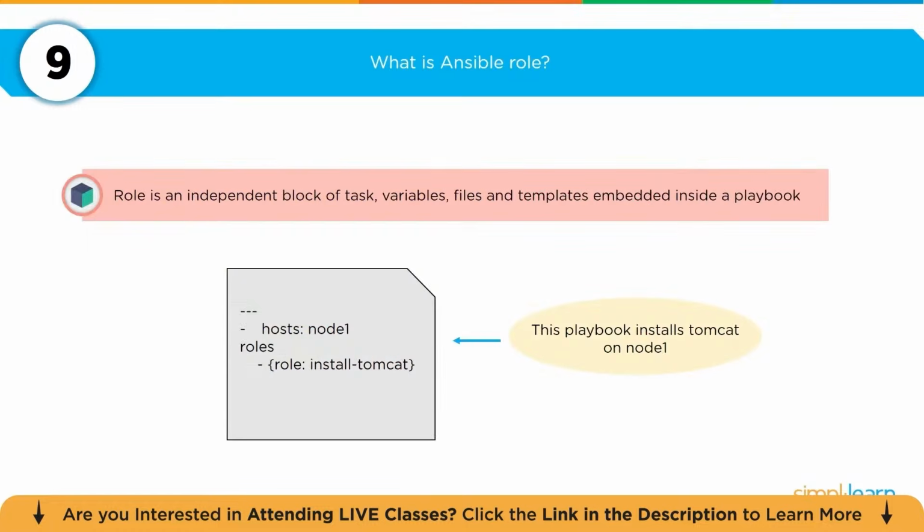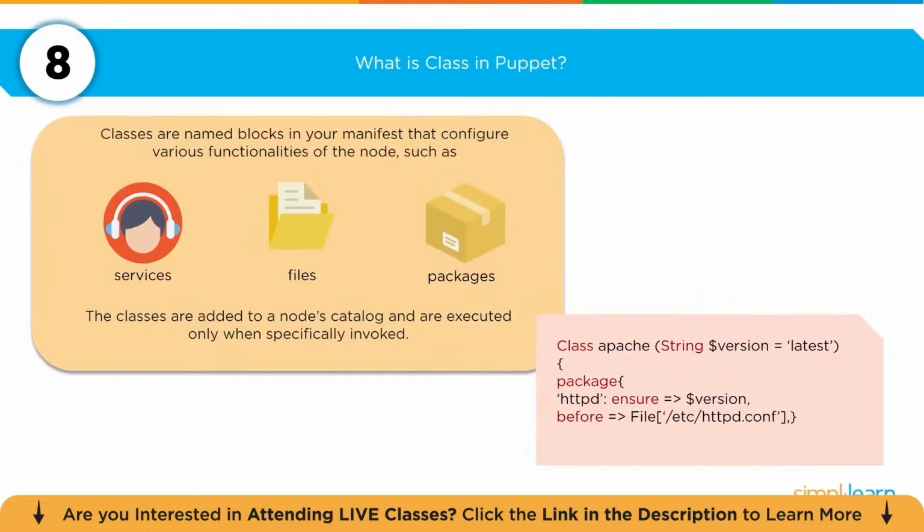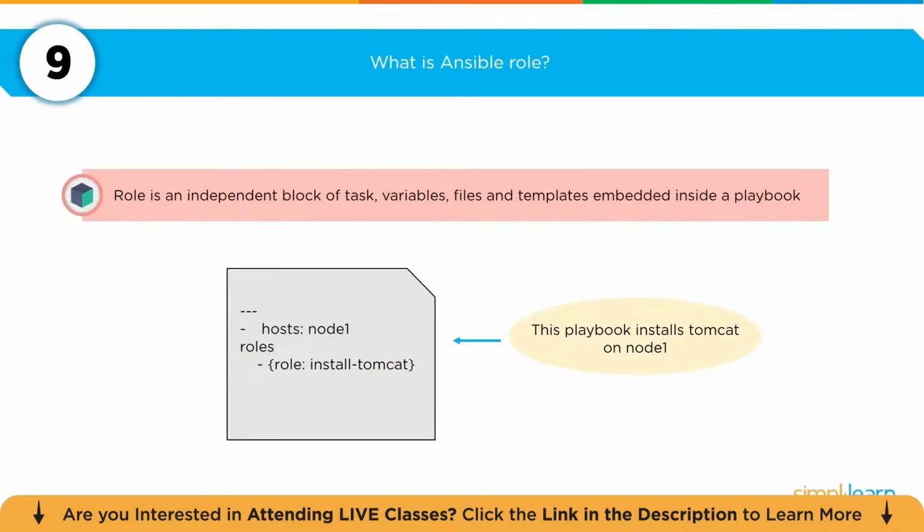So as we move into Ansible, one of the things that you're going to be asked around Ansible is, what is an Ansible role? So a role is an independent block of tasks, variable files, and templates embedded inside of the playbook. So the example we have here on the screen actually shows you one role within a playbook. And in this role, it is to install Tomcat on a node. Again, as with the previous question within Puppet of a class, it's probably good to have memorized just one or two roles so you can talk knowledgeably about Ansible when you're having your interview.